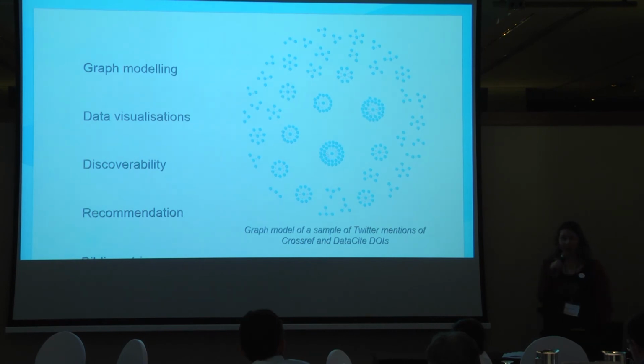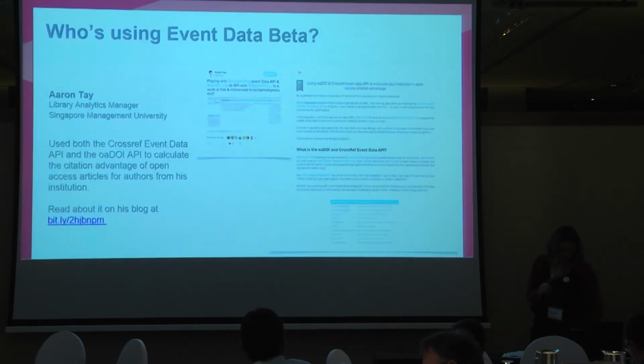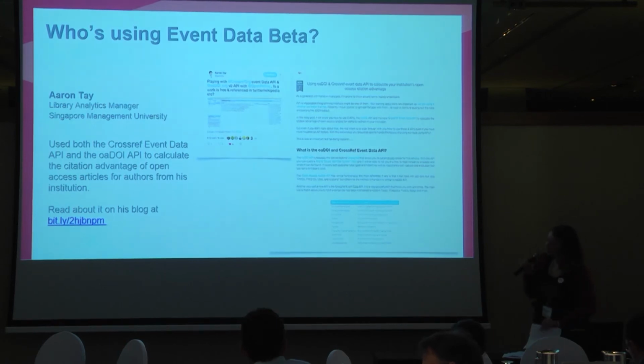Obviously, this is a really useful data set for bibliometrics. There are a couple of bibliometricians who are already integrating this data into some early research studies. I thought I'd just give you a couple of examples of some of those people who are actually starting to take a look at beta and start integrating it.